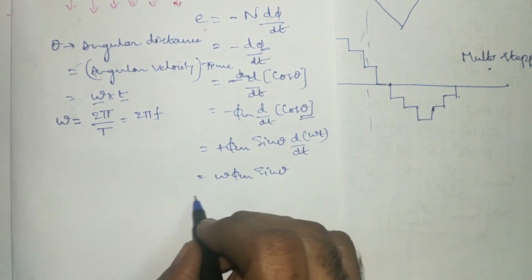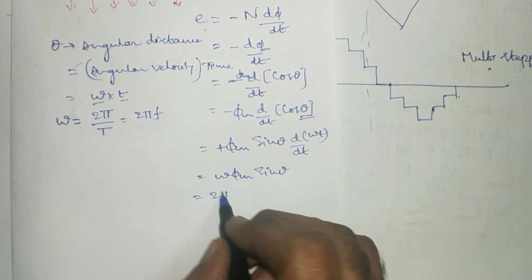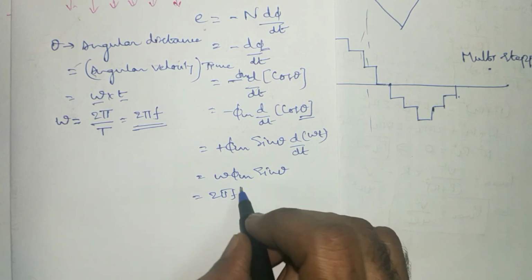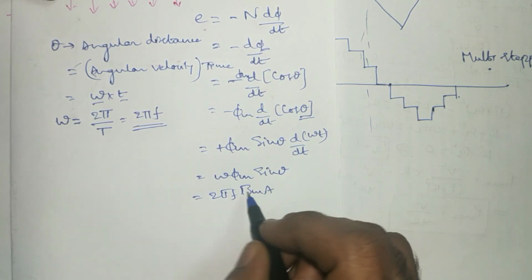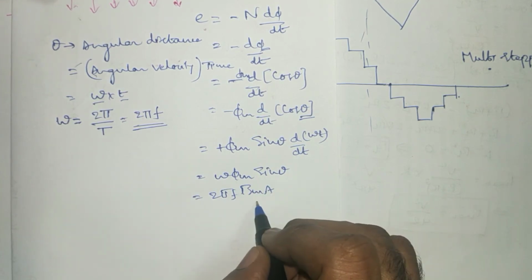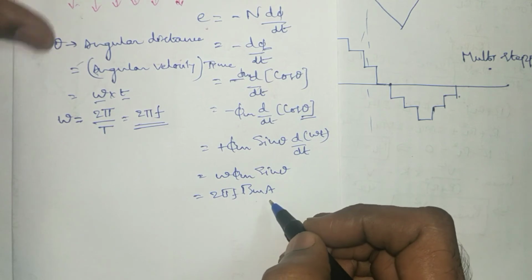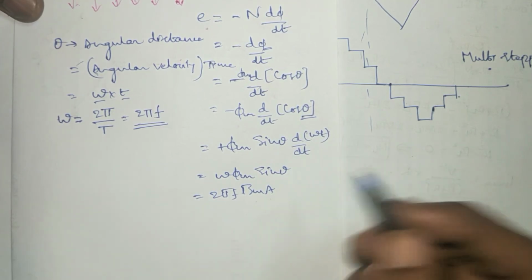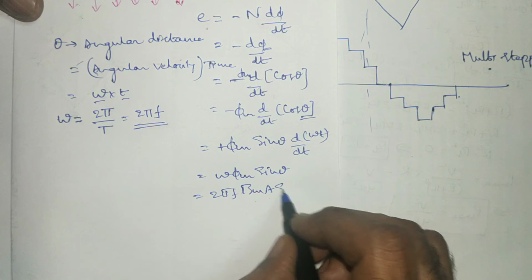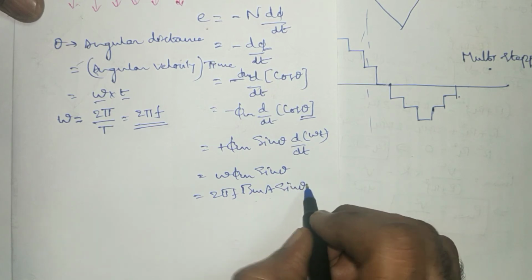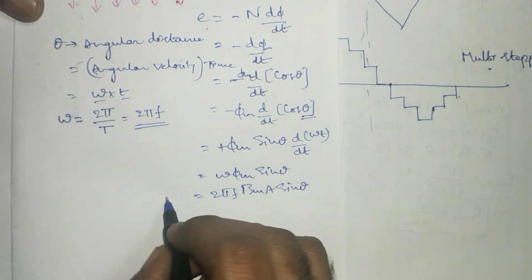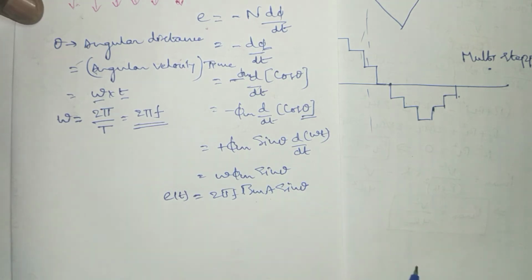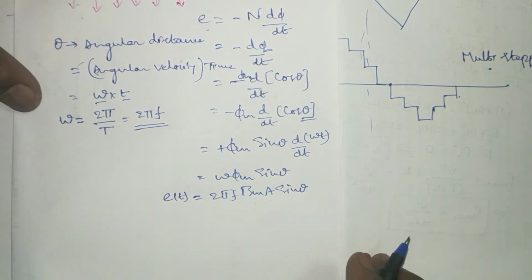So here we can write the expression for omega, which gives rise to 2 pi f, already we have considered here, and phi m is equal to Bm into A, because Bm is the flux density and A is the area of the plane of the conductor, multiplied by sine theta. So this is the equation for the instantaneous value of the induced EMF in a coil.